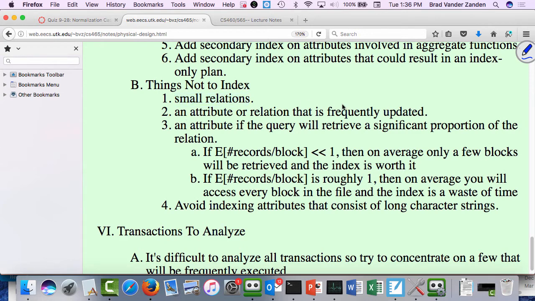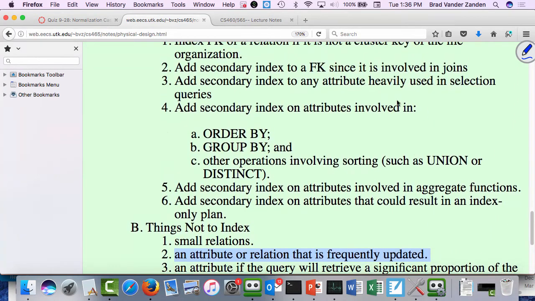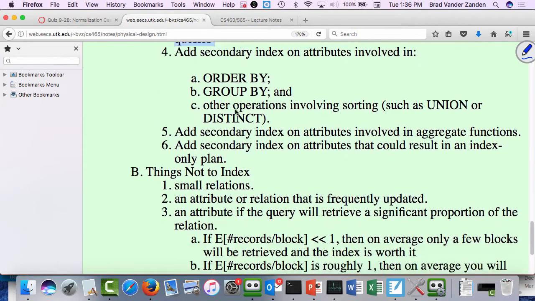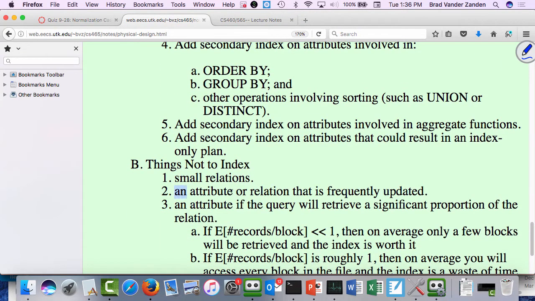Okay, here's the killer though. An attribute or relation that is frequently updated. Well, what does that mean? That's completely subjective. That's where it gets down to the art of fine-tuning. Because an attribute might be heavily used in selection queries, but it also might be frequently updated.